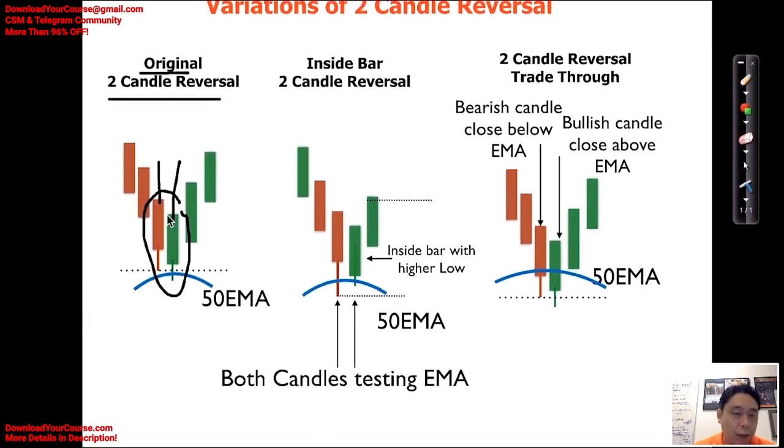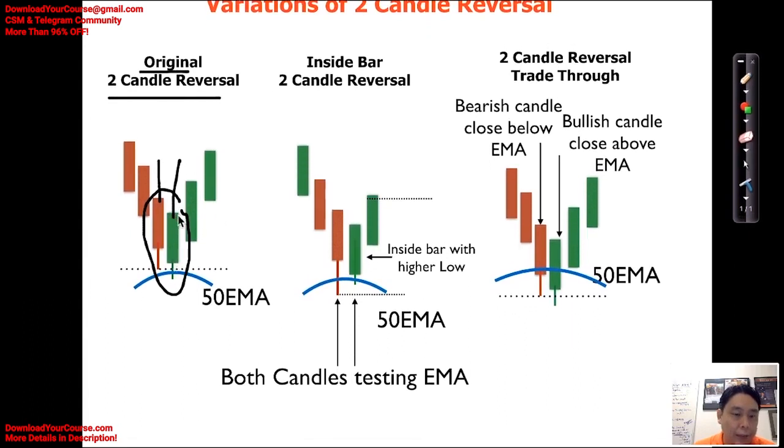So rule number one, the body of the candle has to be above the moving average. Check. The lower shadow of the candle has to cut below the moving average. Check. The lower shadow of the reversal candle has to cut below the low of the previous day's candle, as shown by the dotted line.